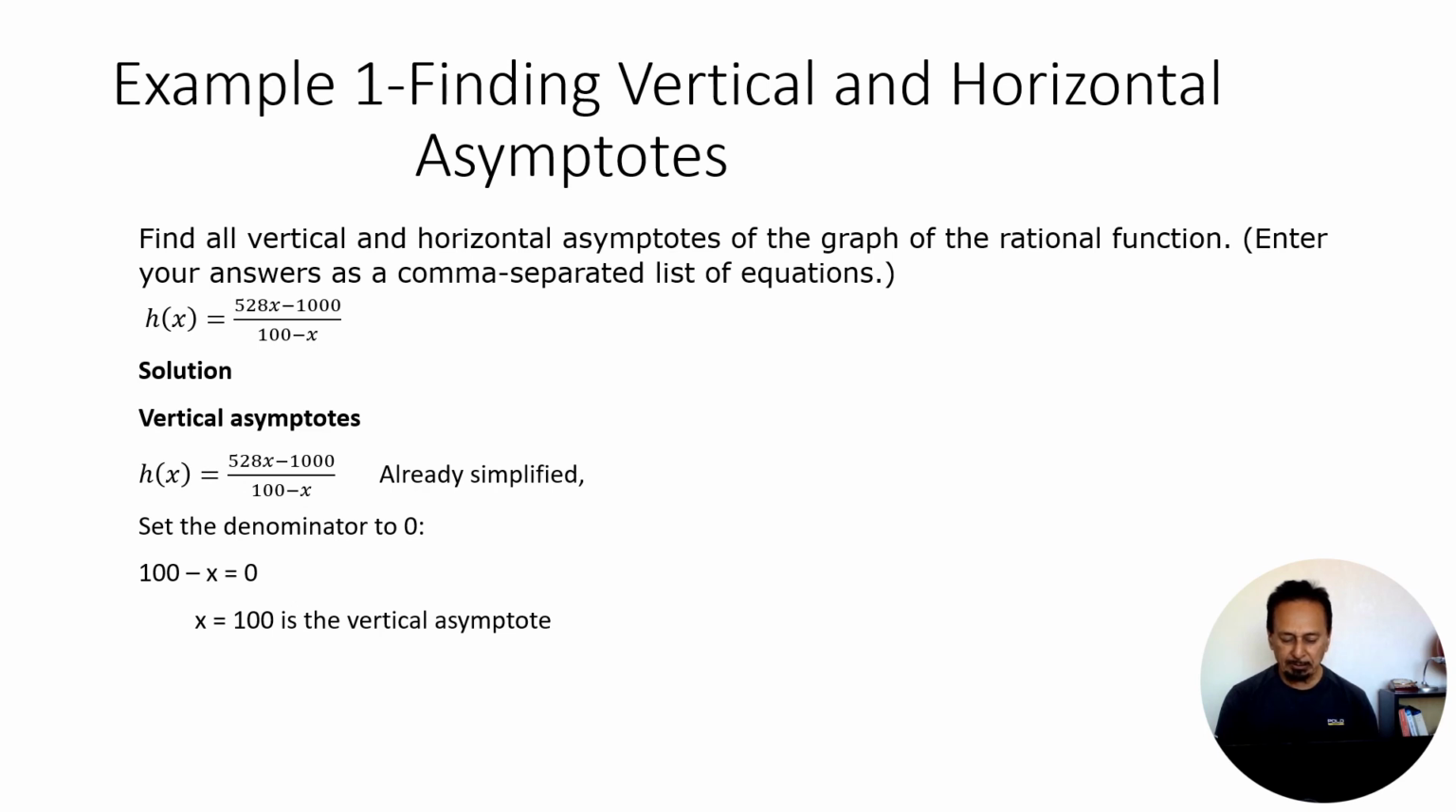Since x is negative, you can move the minus x to the right side, so it becomes positive 100. So we have 100 equals x. We can write x equals 100, and that is the vertical asymptote. Make sure to write x equals 100, not just 100, because a vertical asymptote is a vertical line, and a vertical line has an equation of x equals 100.